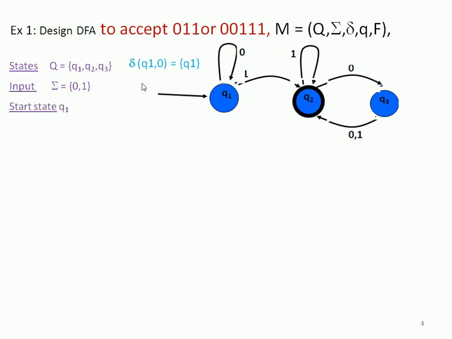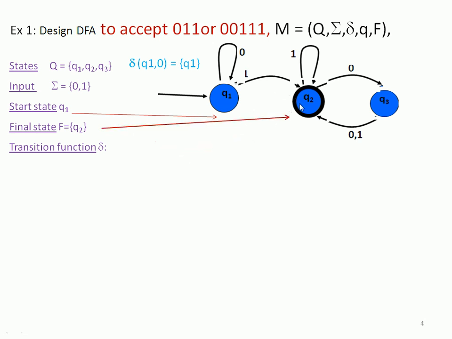Next we have the transition. The start state is q1. The final state F is equal to q2. The transition function delta is Q cross sigma, the Cartesian product of those possibilities. The start state is q1 and the final state is q2, right? I hope you are able to follow this state diagram for the string that accepts 0 1 1 or 0 0 1 1 1, right? So these are the 5 tuples.